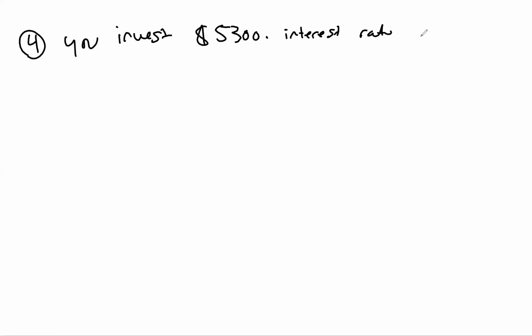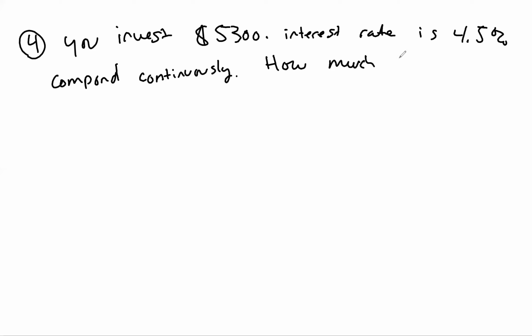Okay, number 4. This is going to be a compounding problem, and it says that you invest $5,300. Your interest rate is 4.5%. This particular bank is going to compound this interest continuously. And the question is, how much money do you have after 5 years?